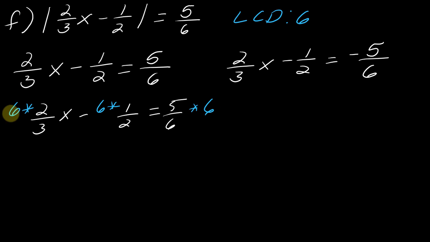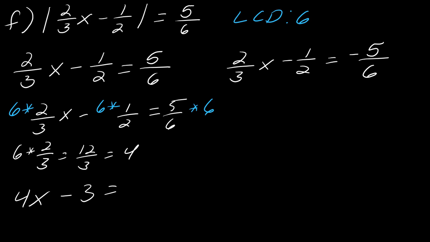So in multiplying these, 6 times 2/3 equals 12 over 3, so that's going to equal 4. So this first one's going to be 4x. Half of 6 is 3, and then for this last one, the 6's cancel out, so this is going to equal 5. So my two equations now are 4x minus 3 equals 5, and 4x minus 3 equals -5. So let's clear out all this space so that we don't have to look at all these fractions.